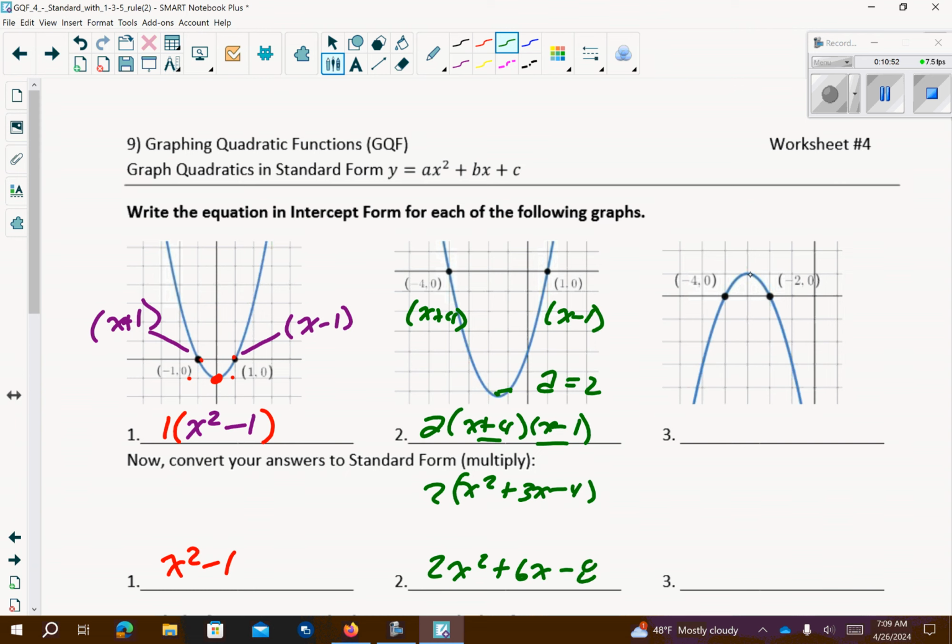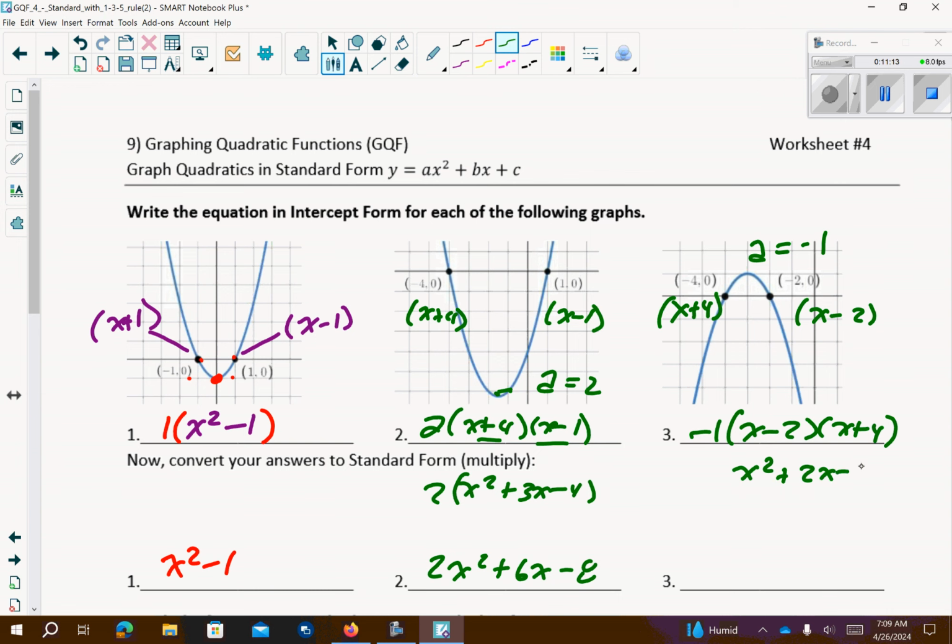Then on this one, the a value, right one down one, is automatically going to be -1. So that's going to give me x plus 4, x minus 2. We multiply those, and we have a negative a value because it's opening downward, and it's that quick pattern. If I multiply this together, I get x squared plus 2x minus 8. And then I'll multiply by -1, so negative x squared minus 2x plus 8.